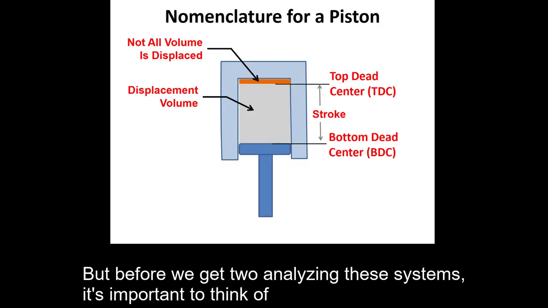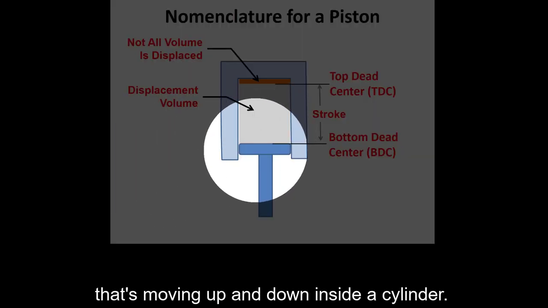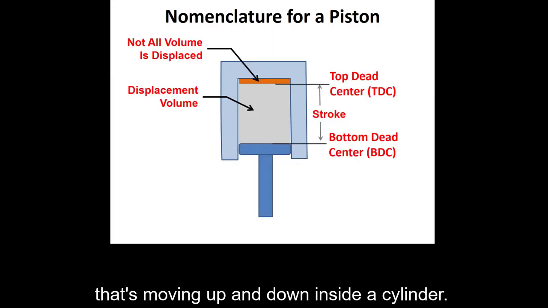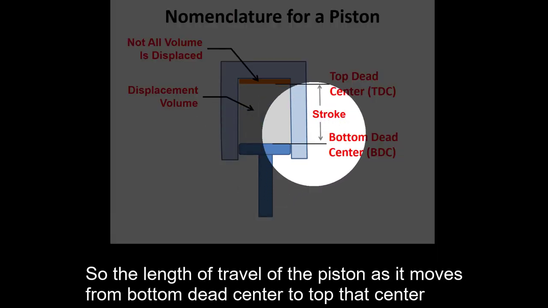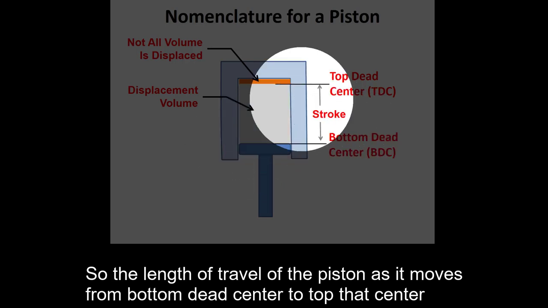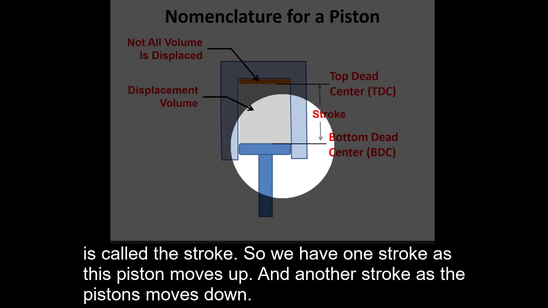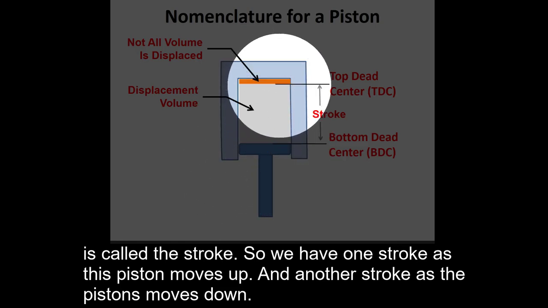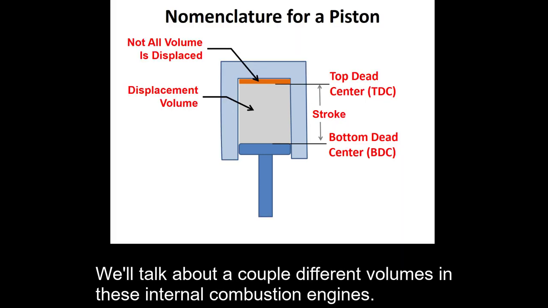Now, before we get to analyzing these systems, it's important to think of some different terms. So here we have a piston that's moving up and down inside a cylinder. So the length of travel of the piston as it moves from bottom dead center to top dead center is called the stroke. So we have one stroke as this piston moves up and another stroke as the piston moves down. We'll talk about a couple different volumes in these internal combustion engines.